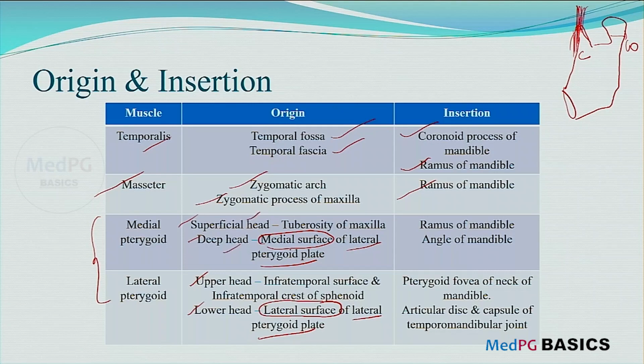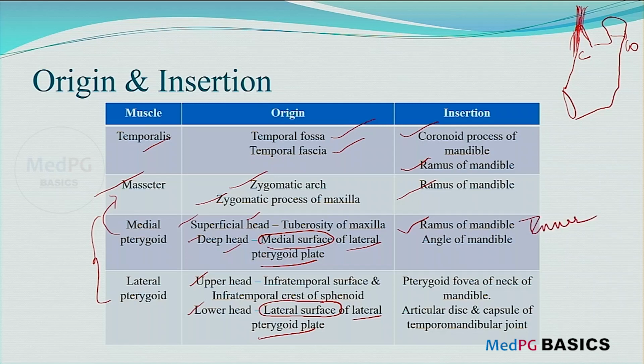The superficial head has its origin from the tuberosity of the maxilla, whereas the deep head has its origin from the medial surface of lateral pterygoid plate. So the medial pterygoid fibers also run backwards and downwards, similar to the fibers of masseter, but the only difference is that it is going to get inserted to the inner surface of the ramus of the mandible.